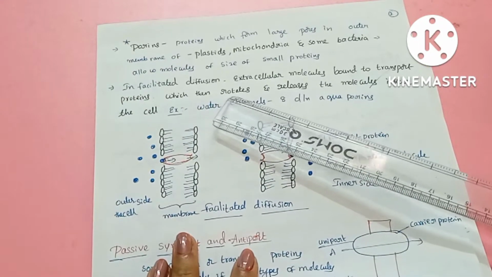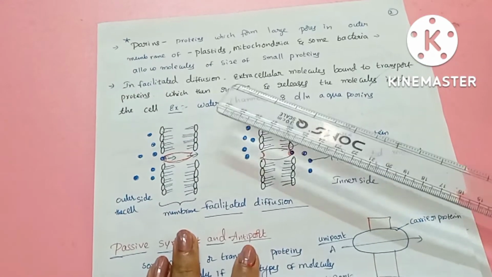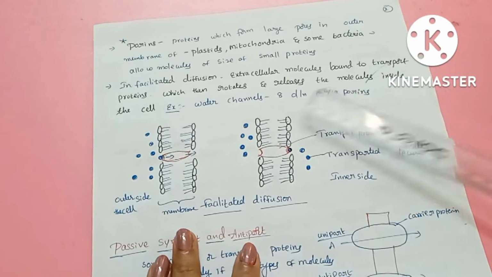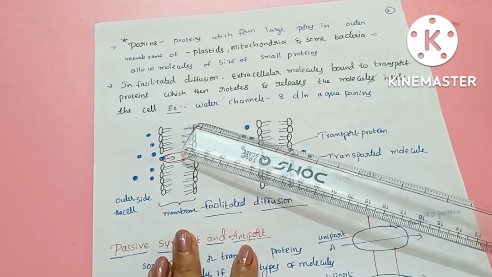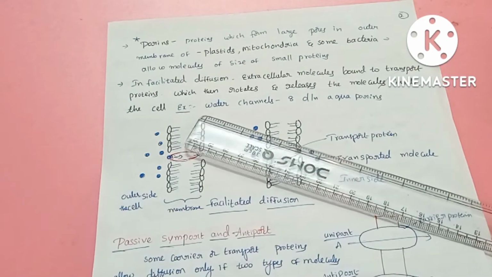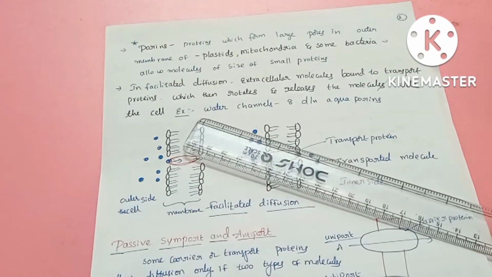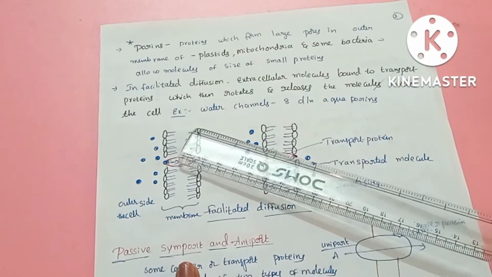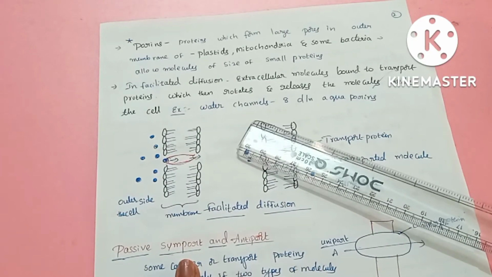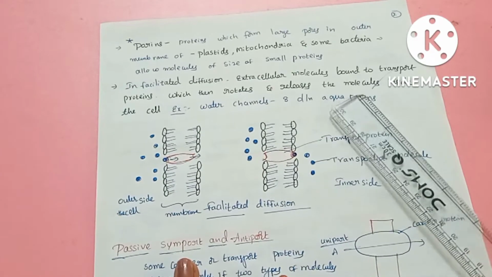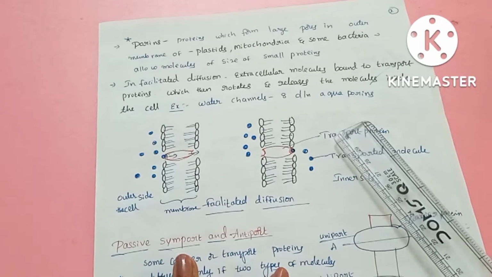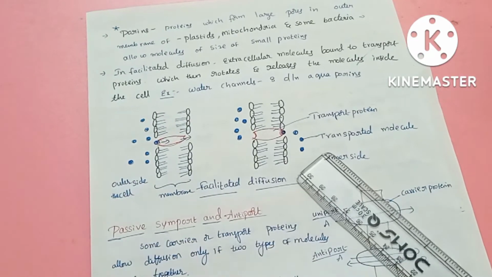And in facilitated diffusion, some extracellular molecules bind to the transport proteins. Then these transport proteins rotate and release them inside the cell. Examples are water channels. In water channels, 8 different aquaporins are present. And this is facilitated diffusion.